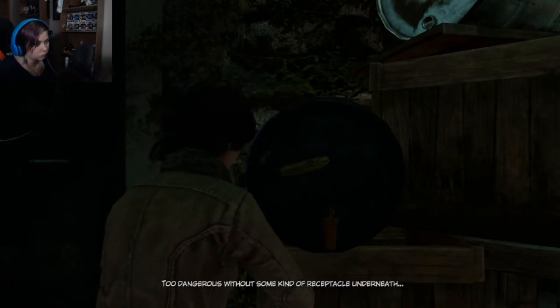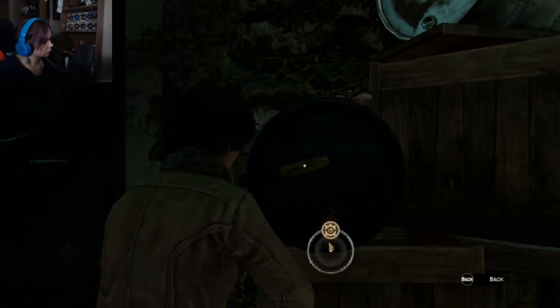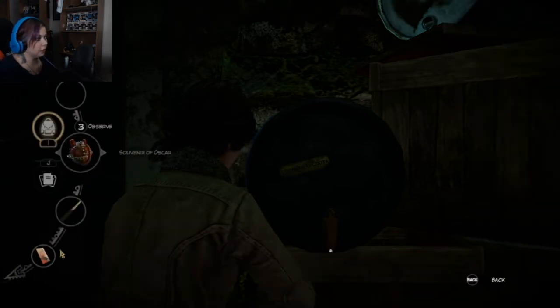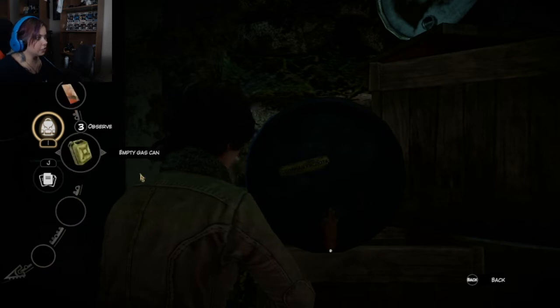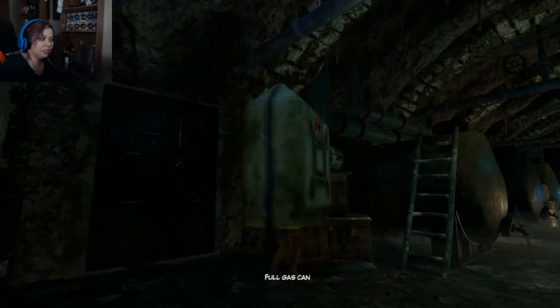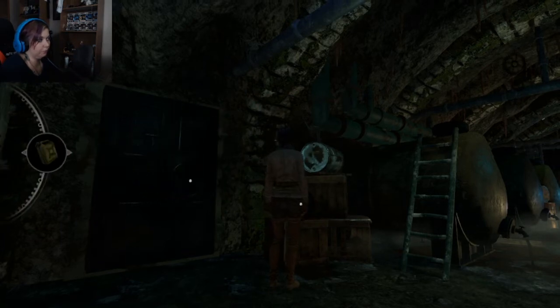Too dangerous without some kind of receptacle underneath. You mean like a gas can? I don't know why I sounded so proud of that. What? A full gas can. Okay, cool. A door.